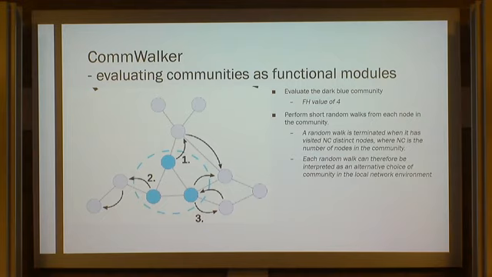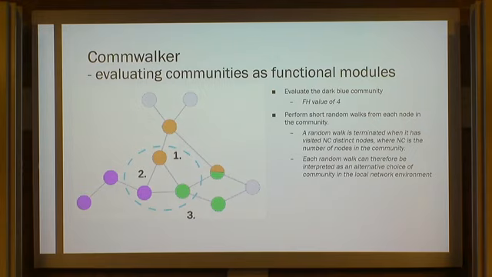It can, of course, visit the community itself. That would be an allowed random walk. I'm not going to stop it from doing that. And then you can think of each random walk as an alternative community in that neighbourhood. That's basically all it is. So it's an alternative choice of community in that local network environment.